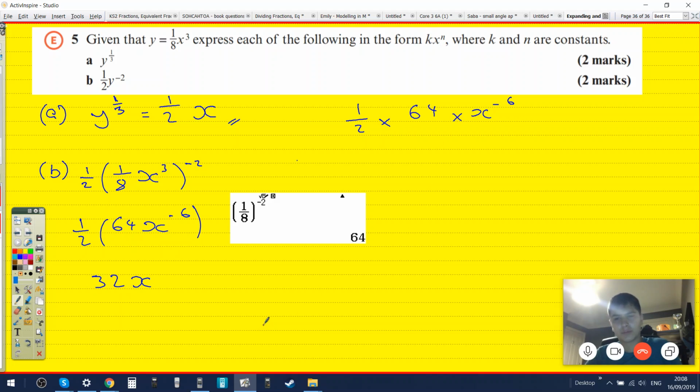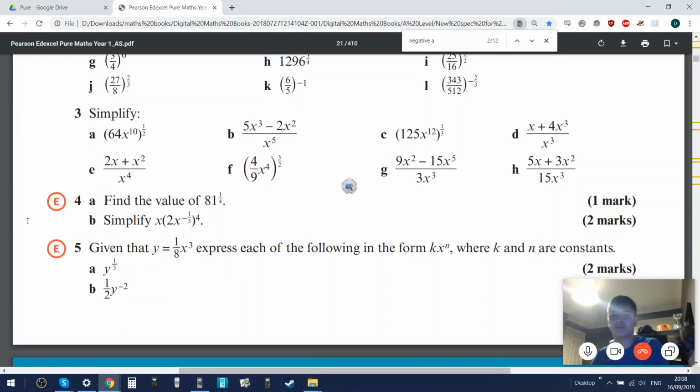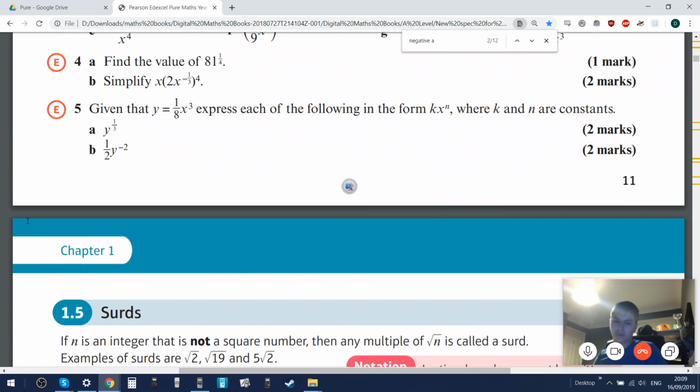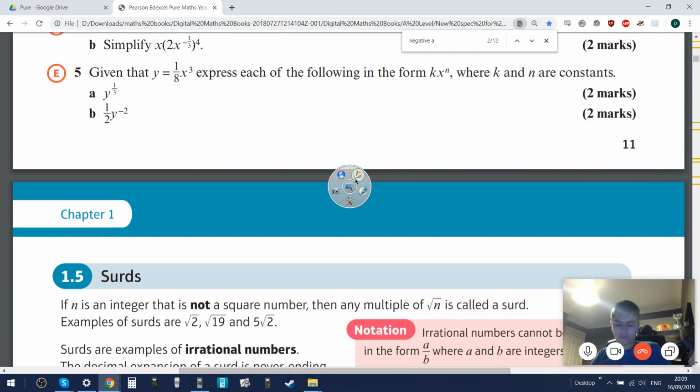So will it just be half x minus 6? So that's just, yeah, a half times 64 is 32. 32 times x to the minus 6. 32x to the minus 6. Oh, yeah. So it's only affecting the coefficient number in front. There's no x involved. Yeah. Tricky stuff. So that's that one. And then that's the end of that. Okay, so we did great.